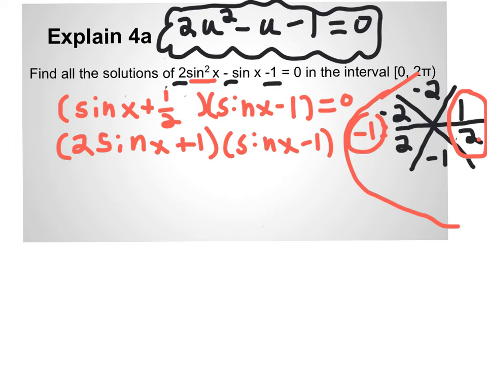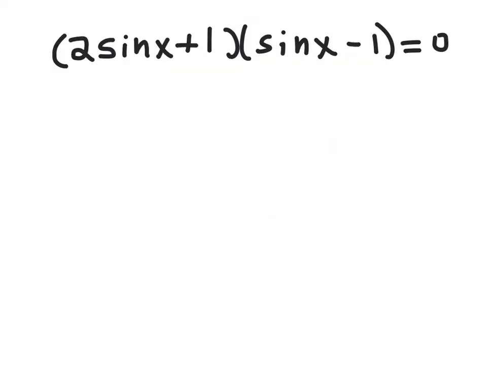We have 2 expressions being multiplied together, and the result will be 0. So to solve, we're going to have to figure out what value of x will make each expression equal to 0. Okay, let's go ahead and figure out what those expressions would be. So we're going to take each factor and set them equal to 0 and solve.